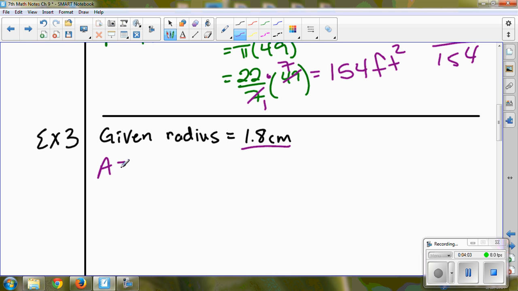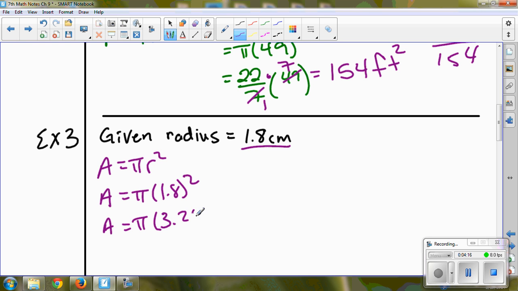First, area is equal to pi r squared. So let's go with that first. Area is equal to pi times 1.8 squared. Well, 1.8 squared is 3.24. And then 3.24 times 3.14 is 10.1736.